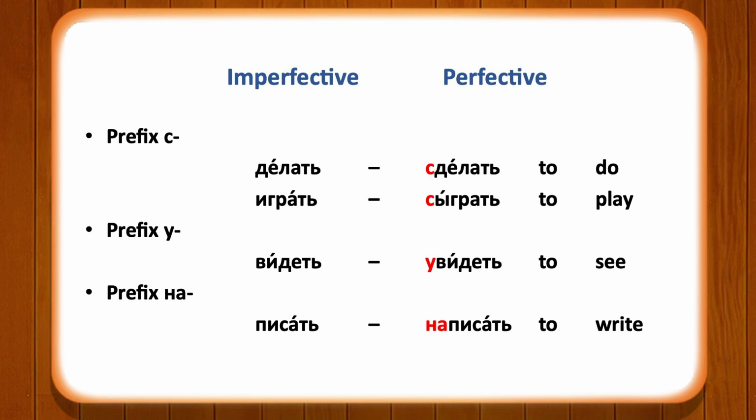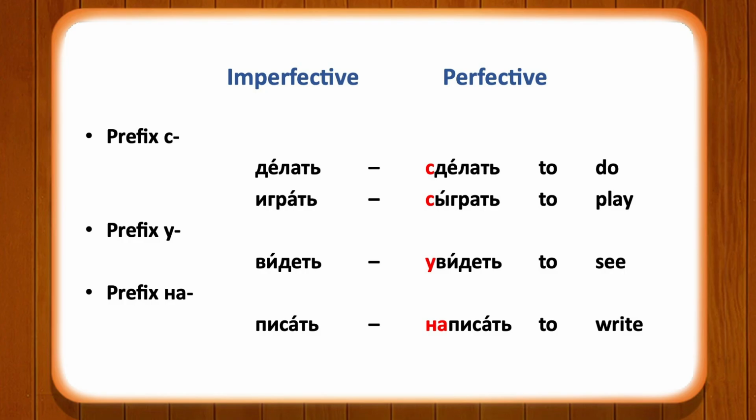Let us take one more verb, vidit. Vidit means to see. Vidit is an imperfective aspect verb. Its perfective counterpart is formed by adding the prefix u to the imperfective form. So, uvidit. Vidit, uvidit means to see. Vidit is imperfective and uvidit is perfective aspect verb.